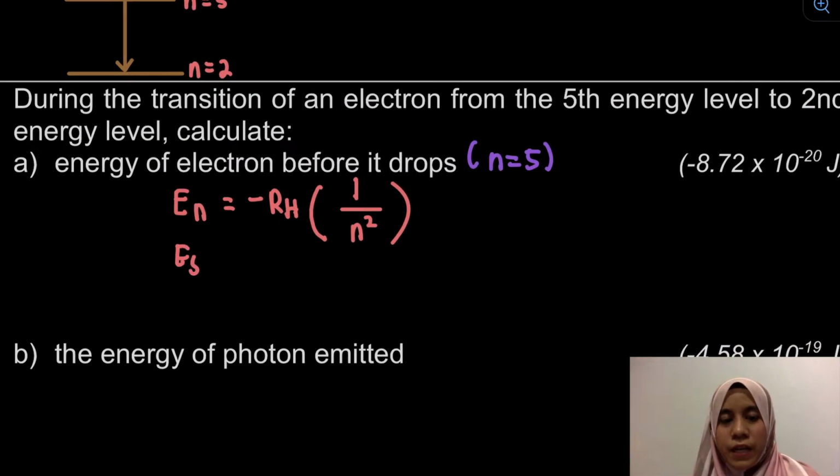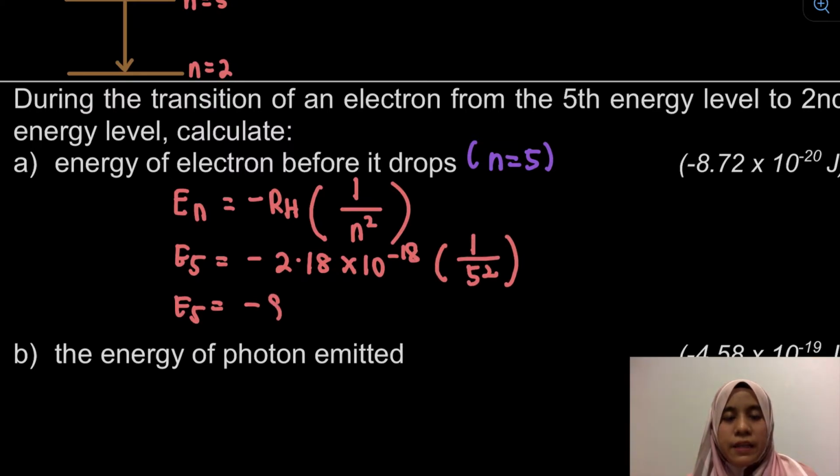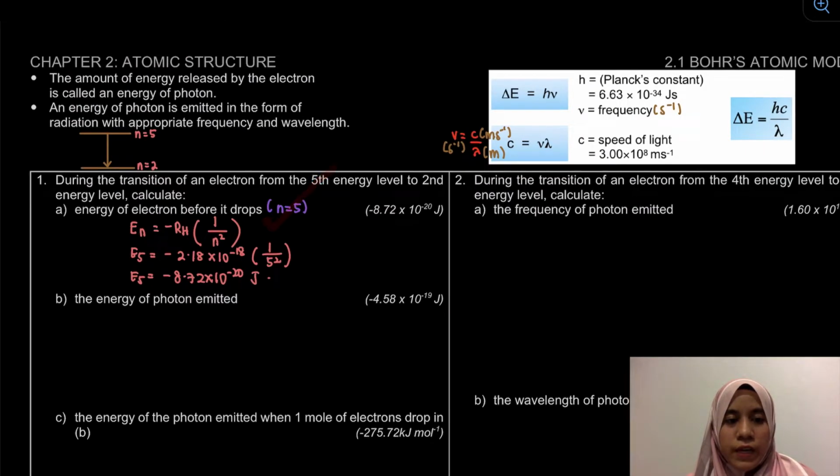It's now at level 5, n equal to 5. So I'm just going to substitute the values. Remember for E, there is a negative sign. So we do get this value. So that's for example A.